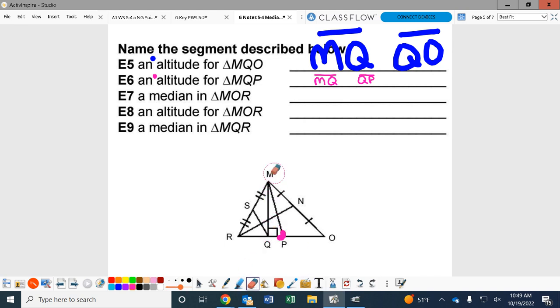Does it matter what order you put it in? Not at all. Could be PQ, be perfectly fine. Could be QM, that would work also. Good question. No correspondence, so order does not matter.